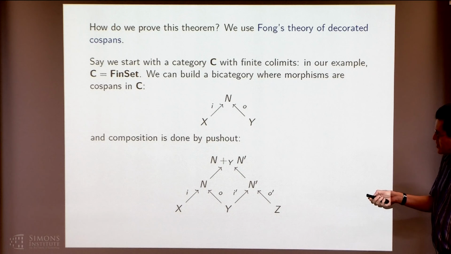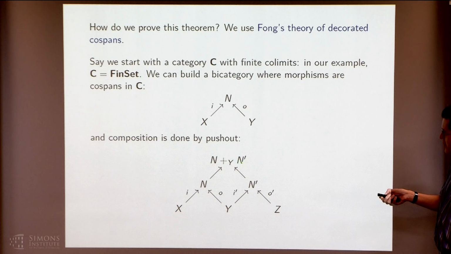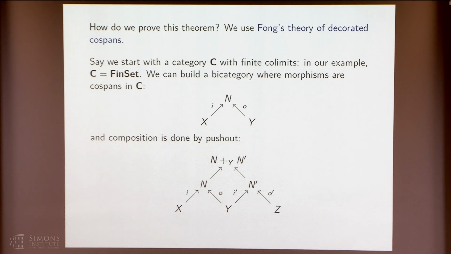So you should think, in the case of the category of finite sets, you should think of this as first you take the disjoint union of n and n prime, but then you identify a point in n with a point in n prime if one of them is the image of some point in y under O, while the other is the image of that same point under I prime. So that's first taking the disjoint union of two sets and then gluing them together. In case you're not into categories, pushout is just a fancy name for sticking things together. It's very important if you're interested in compositionality, because composition is sort of about sticking things together.